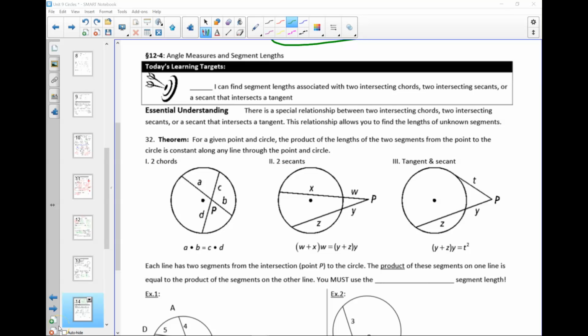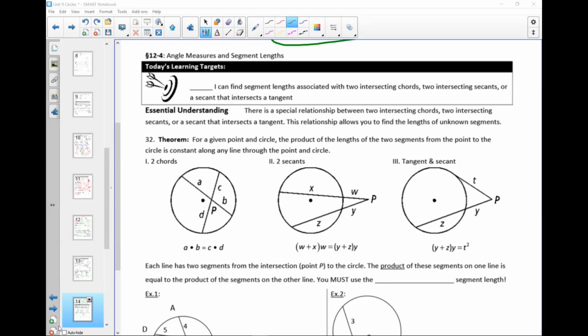Our next section is angle measures and segment lengths. There is a special relationship between two intersecting chords, two intersecting secants, or a secant that intersects a tangent. This relationship allows you to find the lengths of unknown segments. So here is the theorem we're going to look at. And there are some ways to remember these ideas.